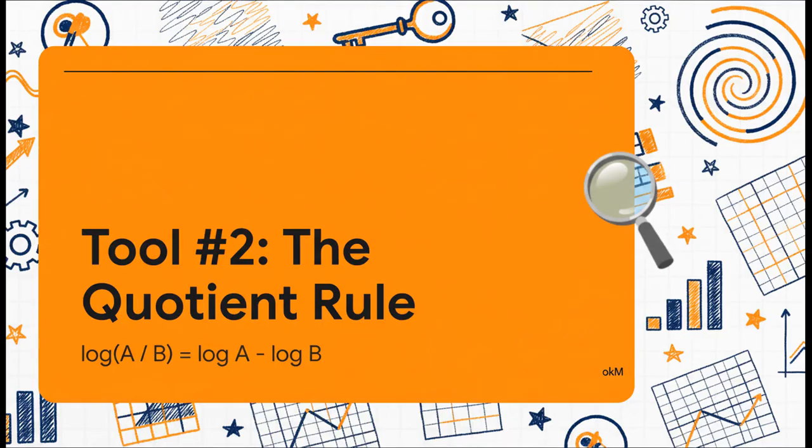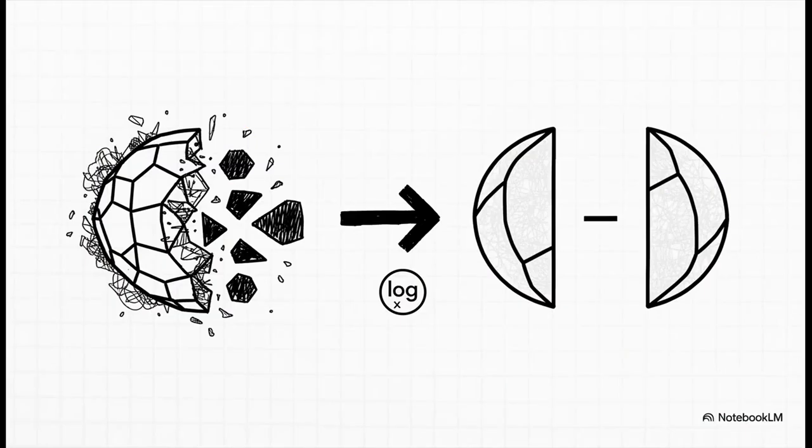Next up in the toolbox, we've got the quotient rule. Same kind of idea. The log of a division, a divided by b, is just the log of a minus the log of b. We call this one the splitter tool. And just like the last one, it takes something that can be a headache, division, and turns it into simple subtraction. You're probably seeing the pattern by now, right? Logarithms are all about taking complicated operations and knocking them down a peg to something much easier.